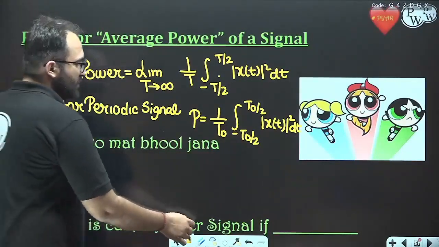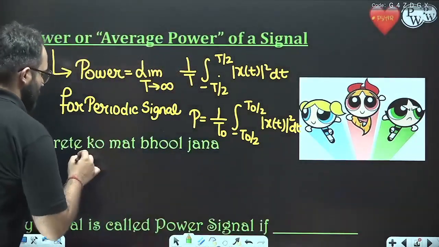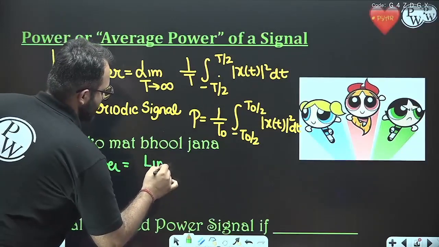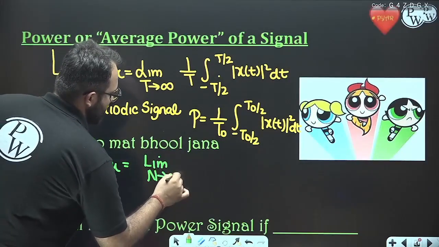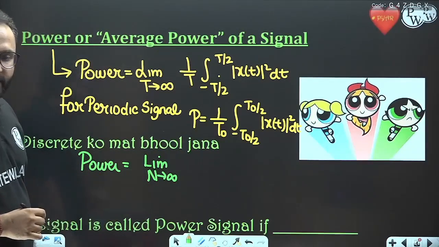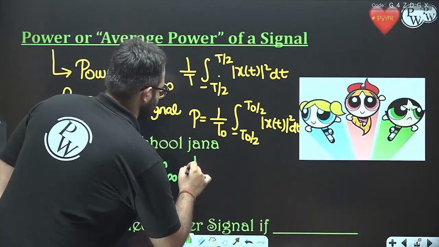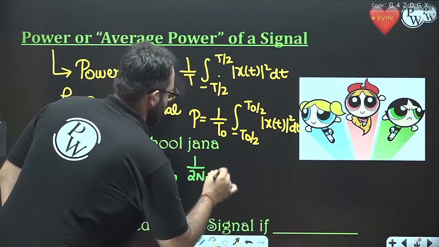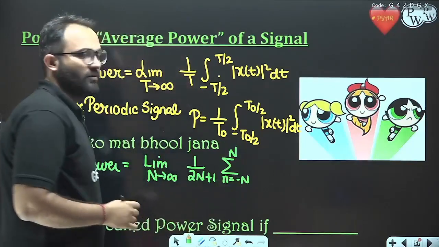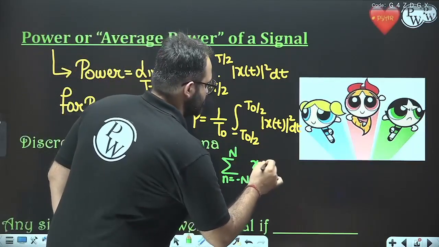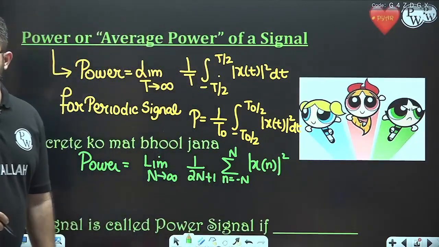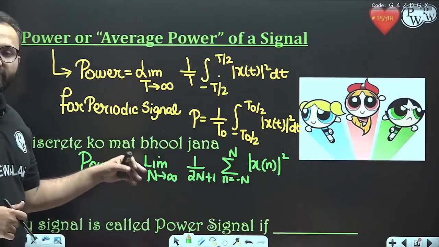Similarly, for the discrete case, the power is equal to limit N tending to infinity, 1 upon 2N plus 1, summation n equal to minus N to capital N of mod x[n] whole square. This is the formula for calculating the power of any discrete signal.